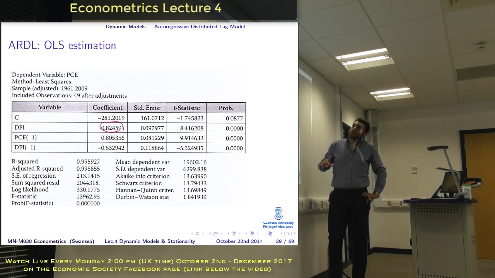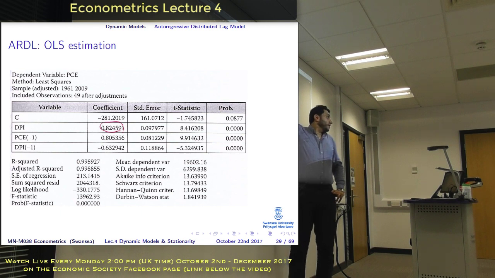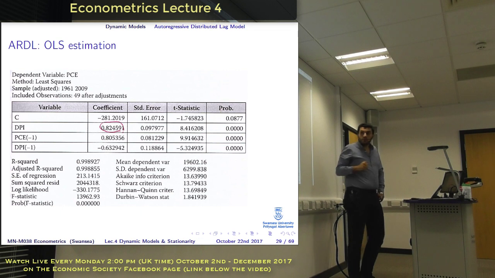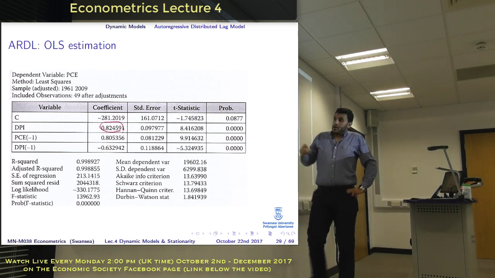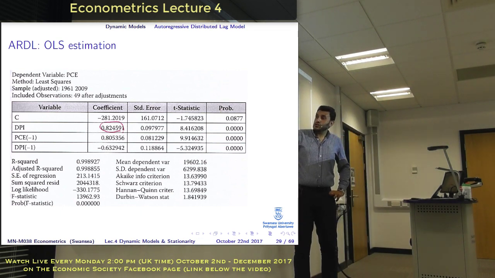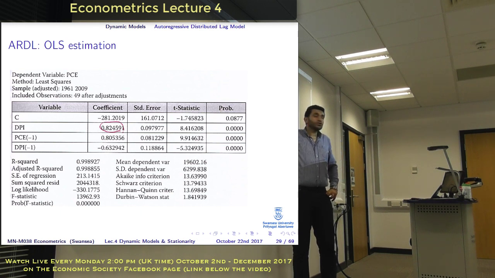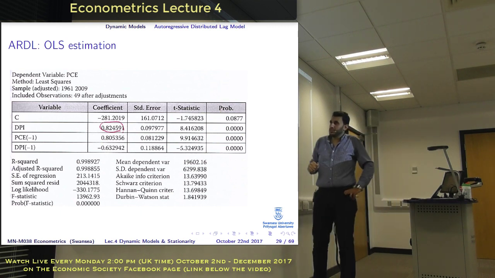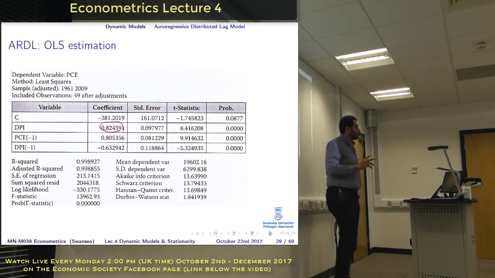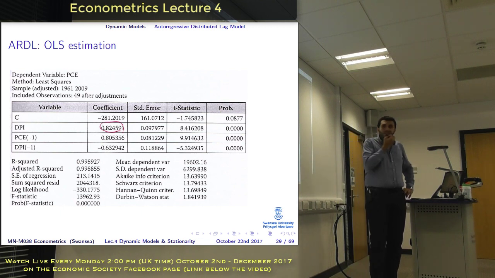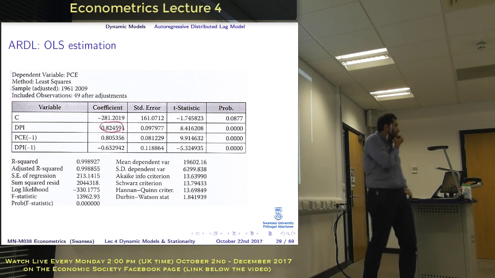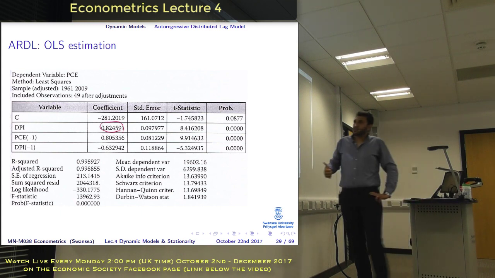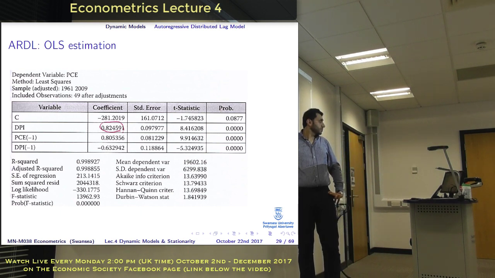So on the left-hand side, Yt is the personal consumption expenditure. On the right-hand side, we have disposable income in time t, and disposable income in time t minus 1. And also we have Yt minus 1, the personal consumption expenditure in time t minus 1. So again, what is the short run or immediate impact of a one unit change in disposable income? It is beta 0. So what is beta 0 here? This is the estimation for beta 0.